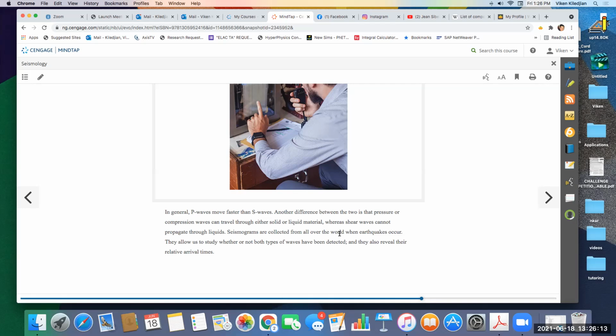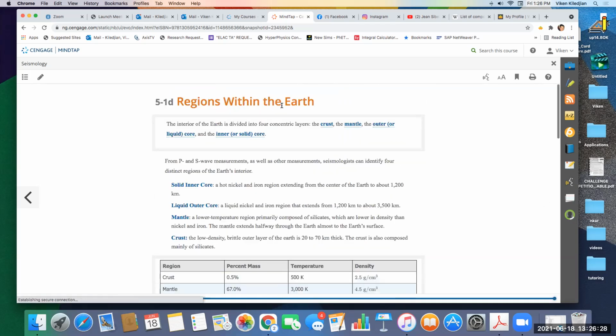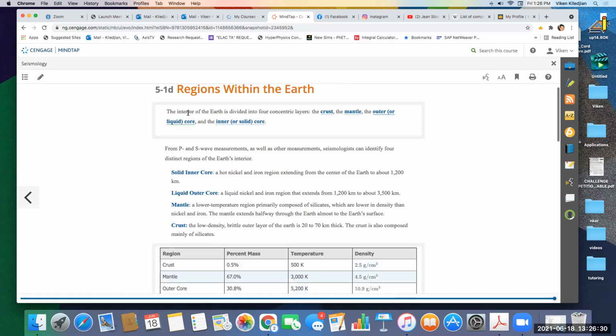Seismograms are collected from all over the world when earthquakes occur. They allow us to study whether or not both types of waves have been detected, and they also reveal their relative arrival times. So, regions within the Earth. The interior of the Earth is divided into 4 concentric layers: the crust, the mantle, the outer or liquid core, and the inner or solid core.